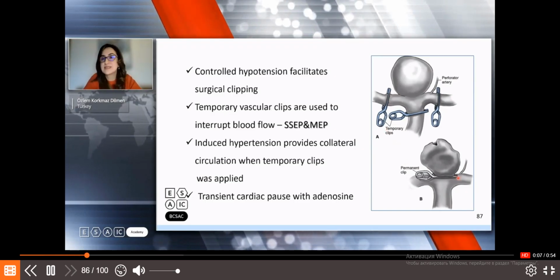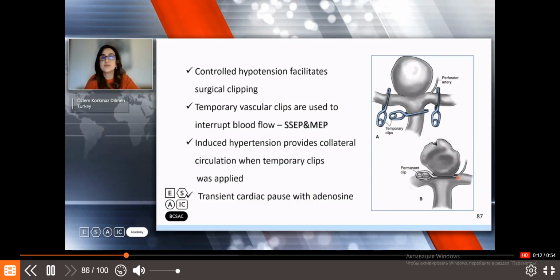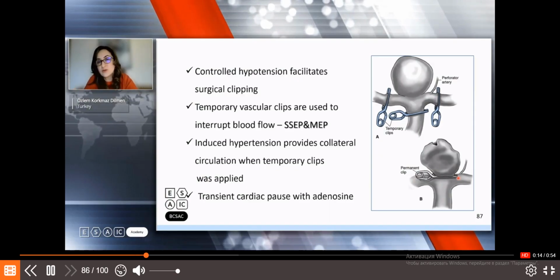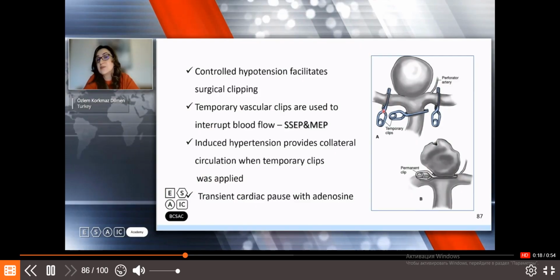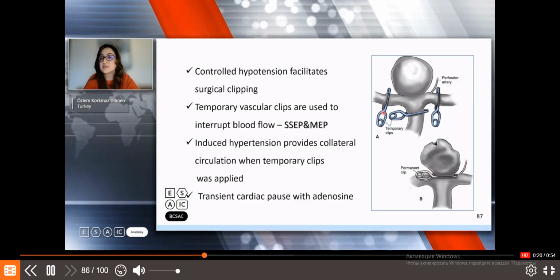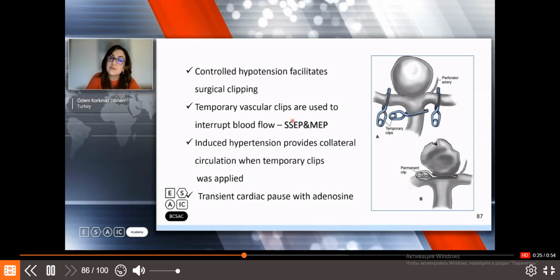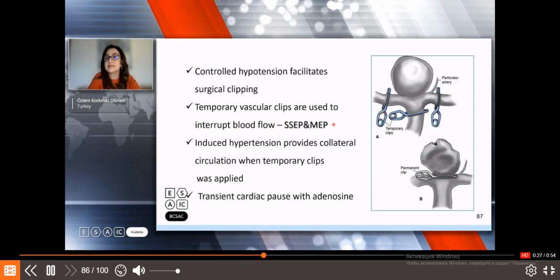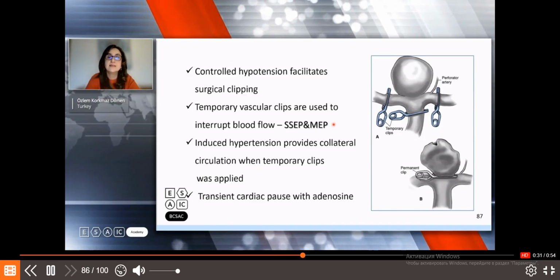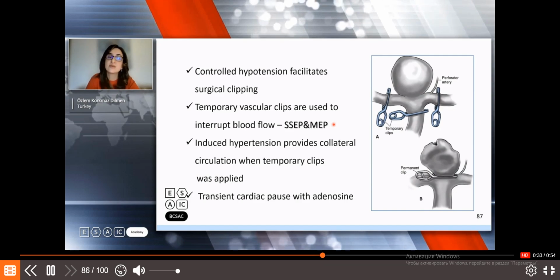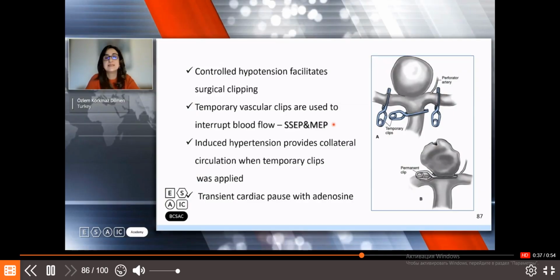Controlled hypotension facilitates surgical clipping. Temporary vascular clips are used to interrupt blood flow, and if the duration of the temporary clip placement is prolonged, it may cause neurological injury. That's why we routinely use SEP and MEP monitoring in our department to prevent this. Induced hypertension provides collateral circulation when temporary clips are applied.